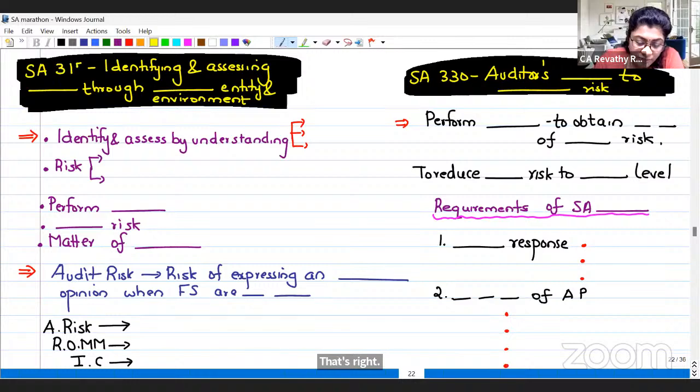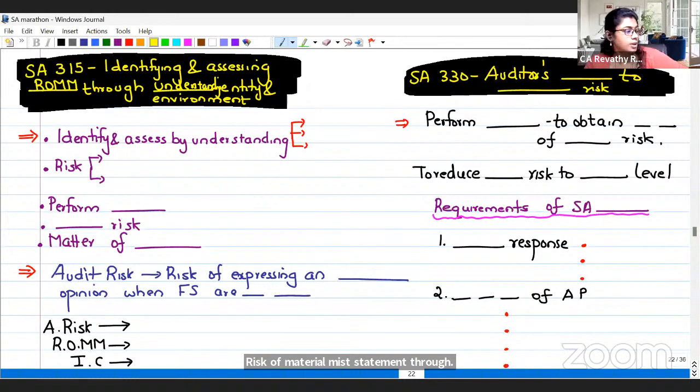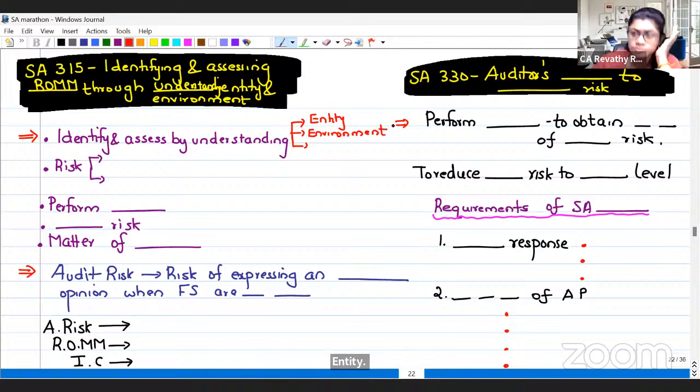So yes, 315. Identifying and assessing risk of material misstatement through understanding the entity and its environment. Here you are supposed to understand three things. Already we said two things: entity, environment, and one more: internal control system.